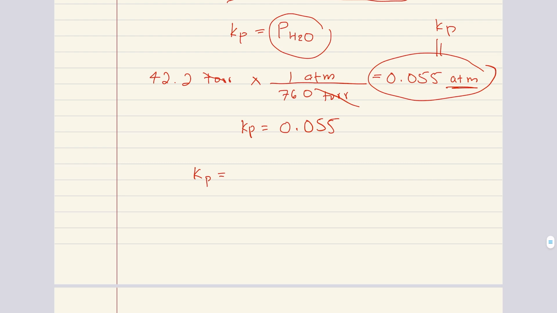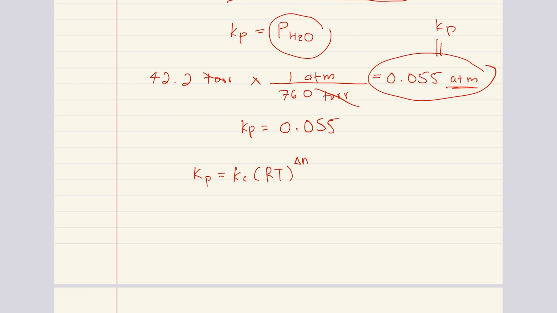Kp is equal to Kc multiplied by RT raised to the power of delta N, where delta N is the change in the number of moles of gas in the forward reaction. I want to reiterate this. This is really important. Delta N is the number of moles of gas that has changed, all right? Change in the number of moles of gas.